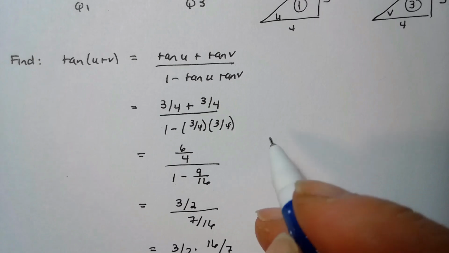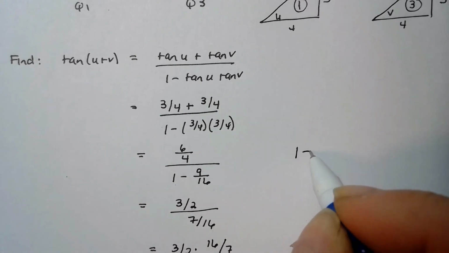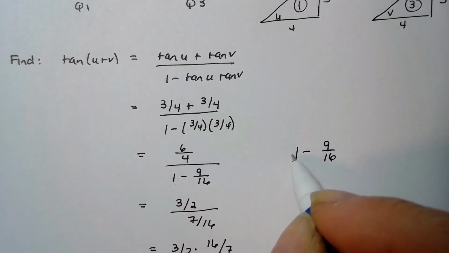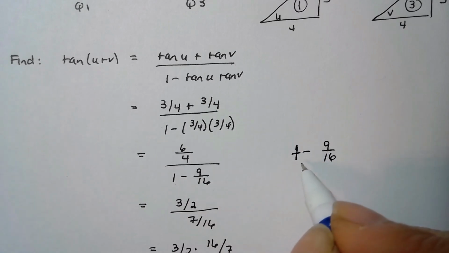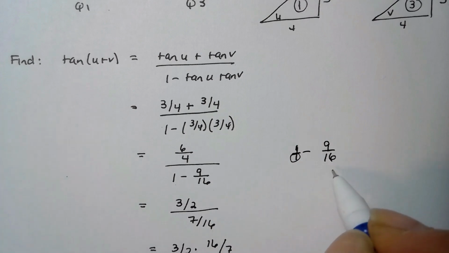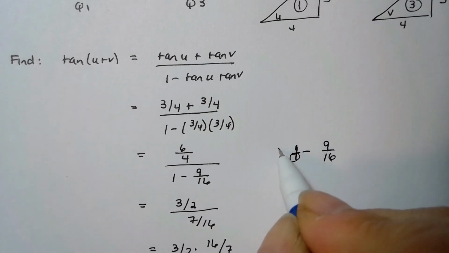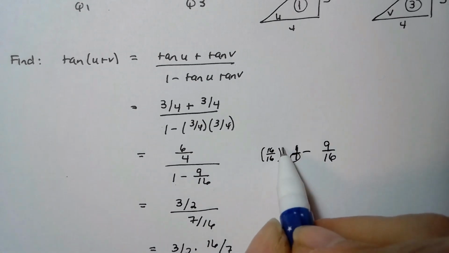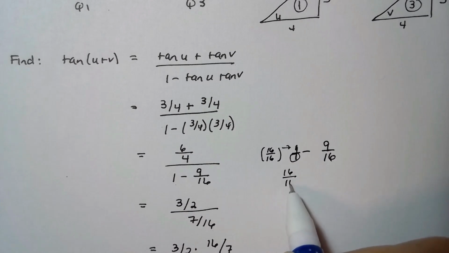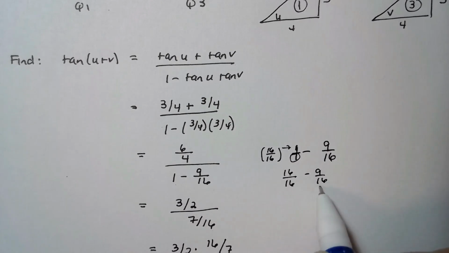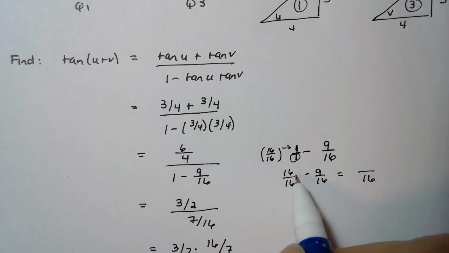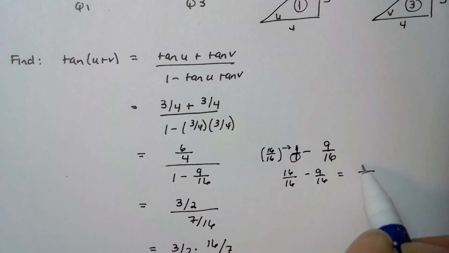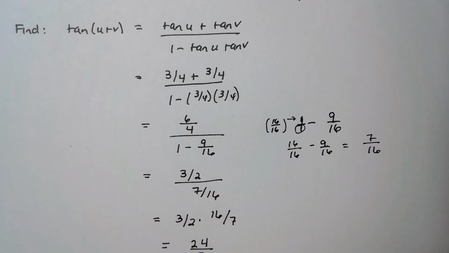Again, if you want to do this work on the side, this is 1 over 1, and I need to make this denominator look like that denominator in order for me to add or subtract. So you can multiply up and down by an equivalent fraction, 16 over 16. And if I multiply straight across, I get 16 over 16 minus 9 over 16. And now my denominators are the same. And I can do 16 minus 9 on the top, which gives me a 7. So you can do it that way too, whatever you feel comfortable with.